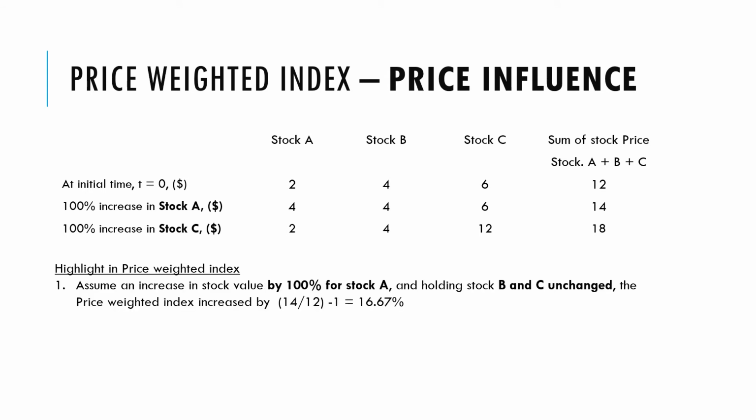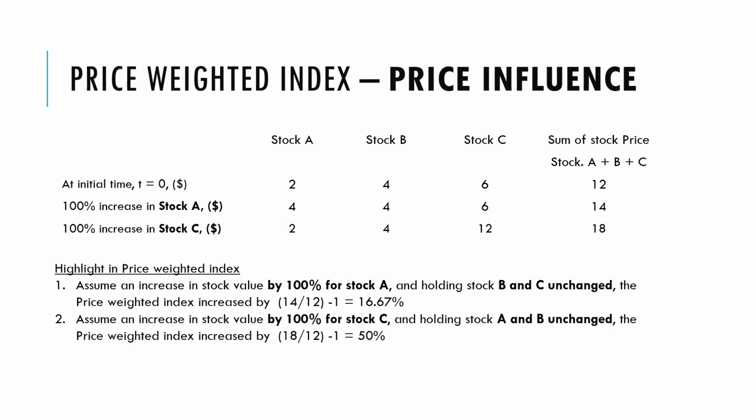For example, for a 100% increase in stock A, holding stock B and C unchanged, the index would increase by 16.67%. For a 100% increase in stock C, holding stock A and B unchanged, the index would increase by 50%. For the same increment in stock price, the index is higher when stock C increases.